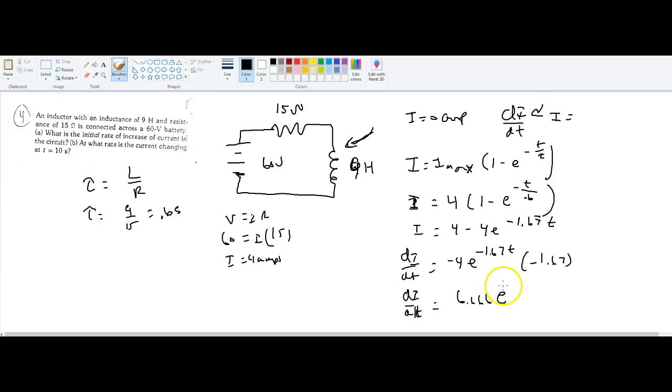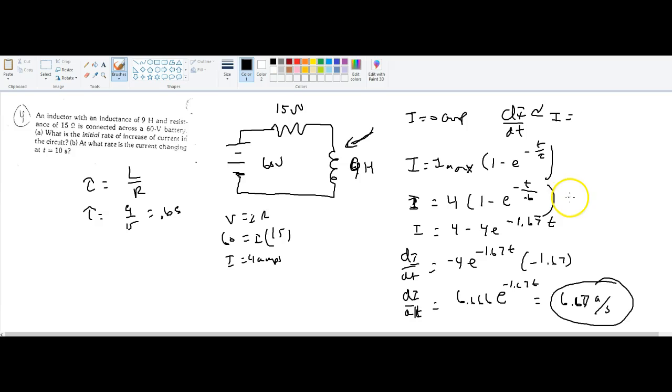e to the negative 1.67t. All right. And so the dI/dt, in this case, this whole exponent becomes 0, which makes e to the 0 equal 1, which means my current is going to shoot up at 6.67, let's go and make it 6.67 amps per second.